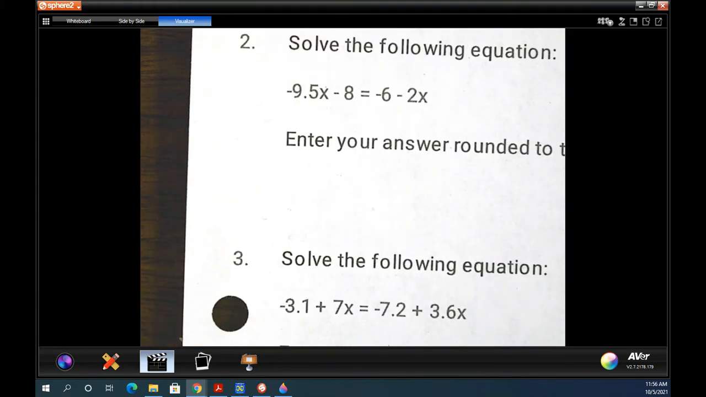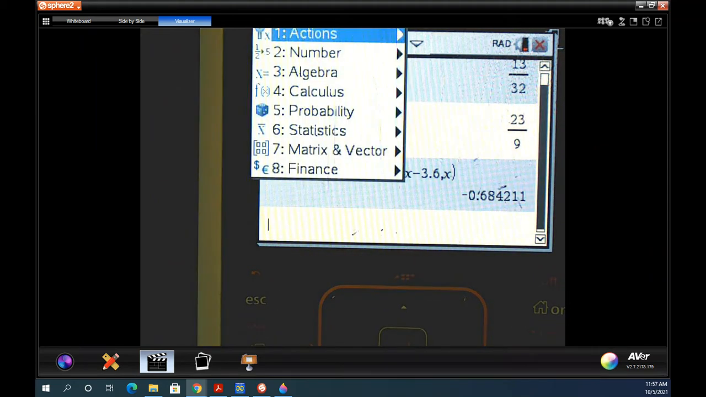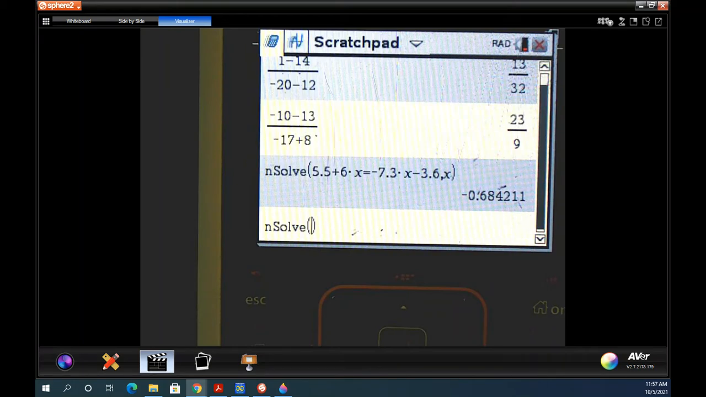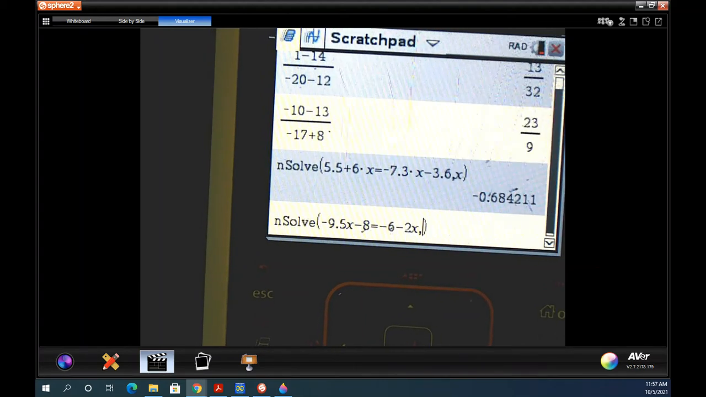Okay. Let's look at number 2. Let's put it in. Here we go. Menu, algebra, numerical solve. First one. And this one is negative. Make sure you put it in correct. 9.5x minus 8 equals negative 6 minus 2x, comma, x. That's it. Now hit enter.